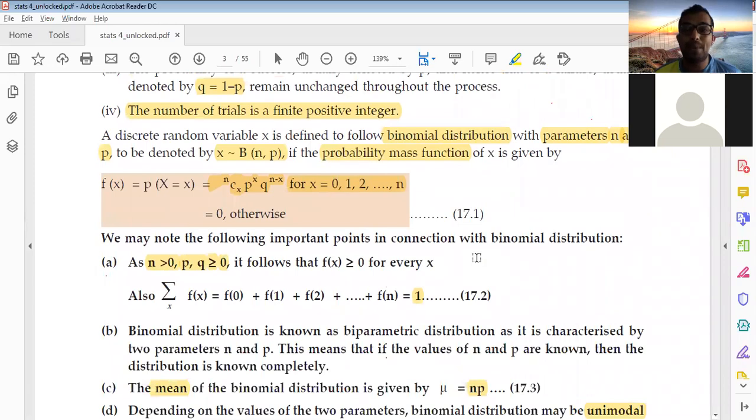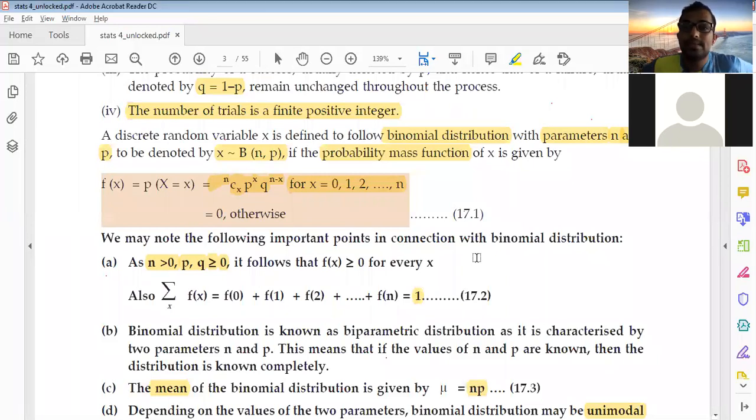Then we spoke about the parameters of binomial distribution, N and P. And I told you mean is NP, standard deviation is square root of NPQ, variance is N into P into Q. And also I told you that mean is always greater than variance. NP is greater than NPQ. Or in your ICAI material, they have given it the other way: NPQ is lesser than NP, that is, variance is less than NP.